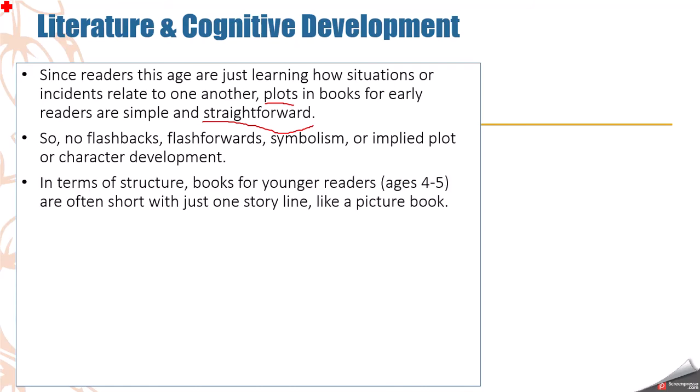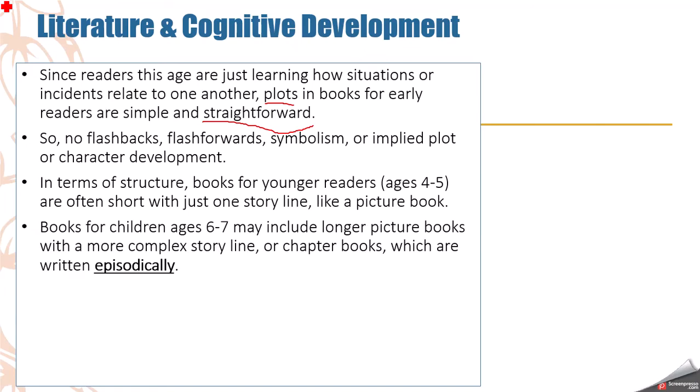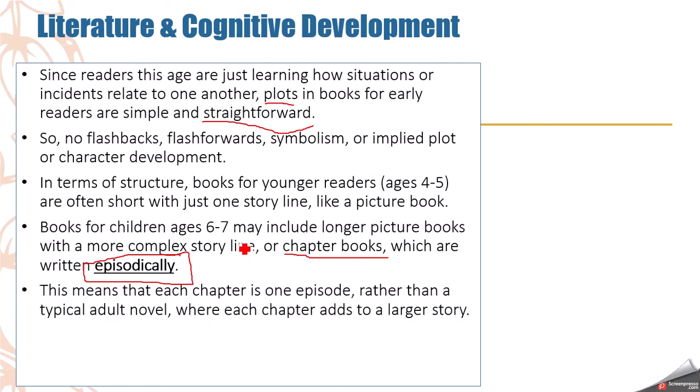Beginning, middle, and end. In terms of structure, books for younger readers are often like a picture book where they have just one storyline. Books for ages 6 or 7, sometimes the picture books might be a little bit more complex, but I would say they're longer for the most part structurally. You know, it's still just one storyline. But later, we have chapter books, and this is a term that I would like you to learn. We're going to talk about this again in the next lecture and with lower middle grade. A lot of books for this age range are episodic, meaning that every chapter is one episode. So they kind of tie together maybe with the same characters, but you can have sort of a beginning, middle, and end for each chapter.